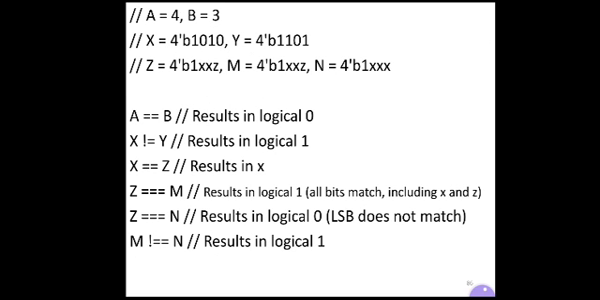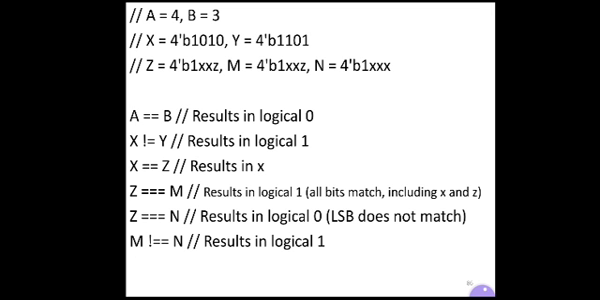Here are some examples on equality operators. Consider A equal to 4 and B equal to 3. These are decimal numbers. X is a 4-bit binary number 1010. Y is a 4-bit binary number 1101. Z is a 4-bit binary number 1XXZ. M is equal to the 4-bit binary number 1XXZ. And N is equal to the 4-bit binary number 1XXX.